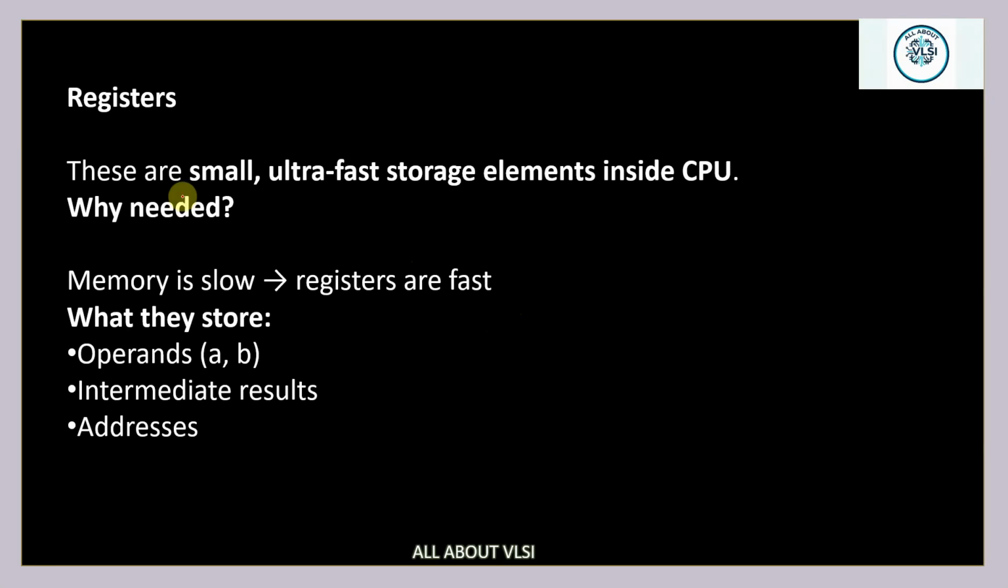Now, what do we mean by a register? Basically, these registers are small, ultra-fast storage elements inside your CPU. They are used because your main memory is very slow compared to your registers, which are very fast. If your processor wants to fetch each and everything from the main memory, that is a very slow operation, right? So that's where you use these registers, which are like cache memory, small memory, used by the processor for fetching data very quickly. And what information does your processor fetch from these registers? It can be operands, or intermediate results, or it may be for accessing different kinds of addresses, right?